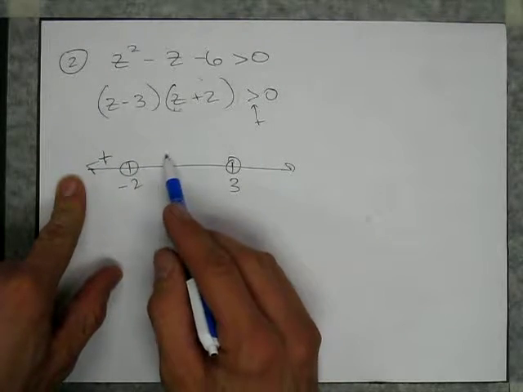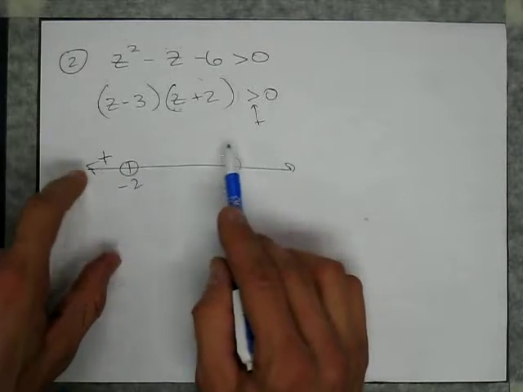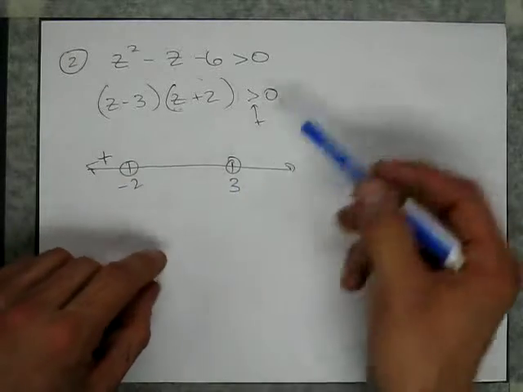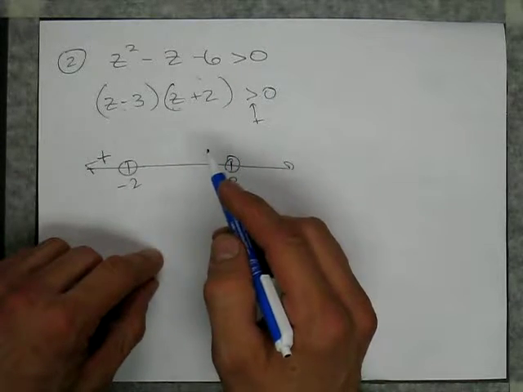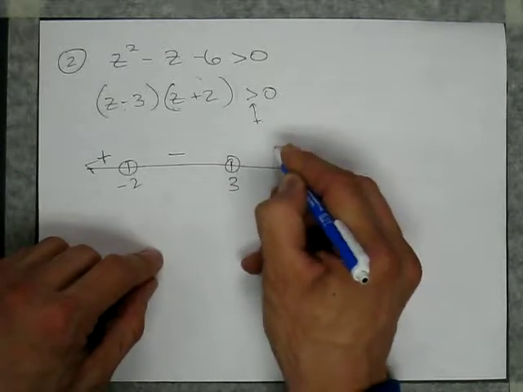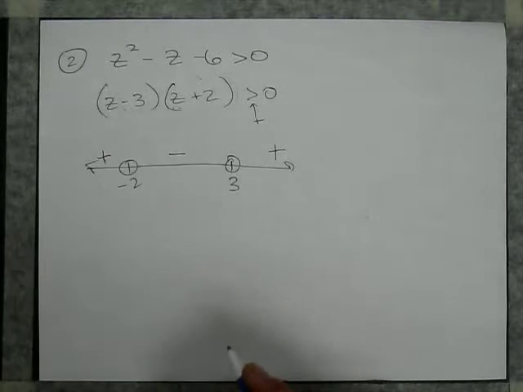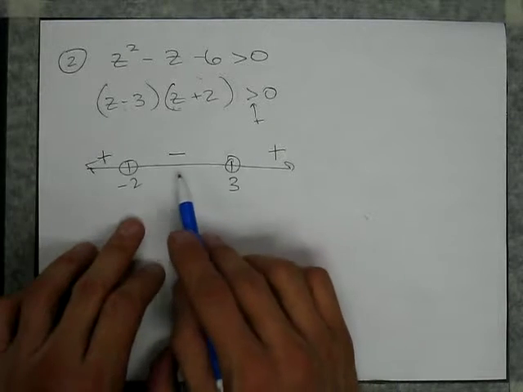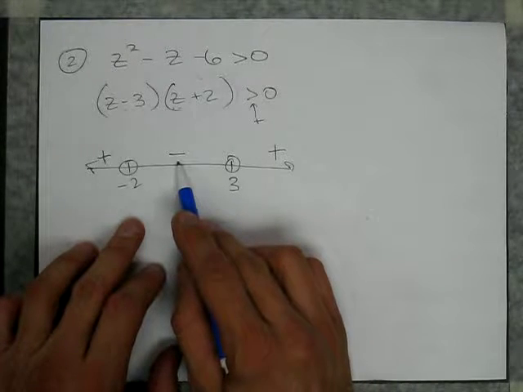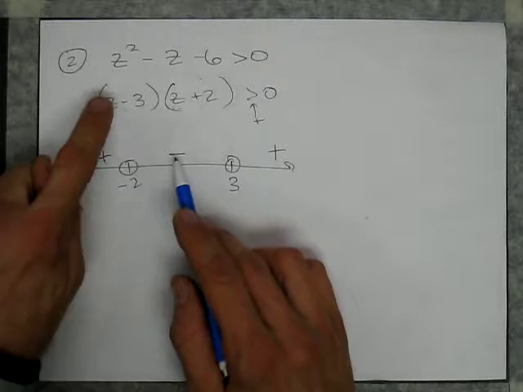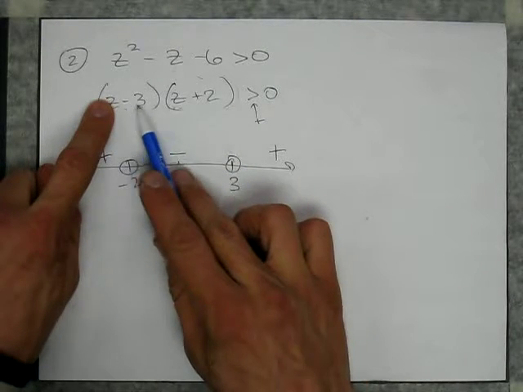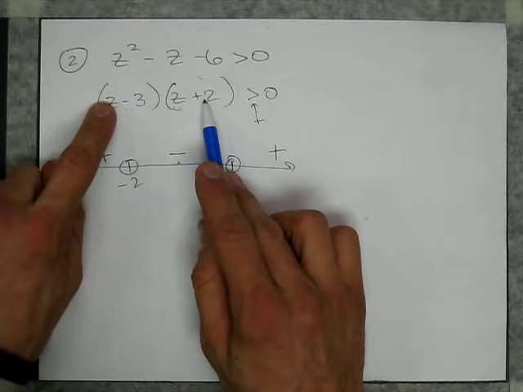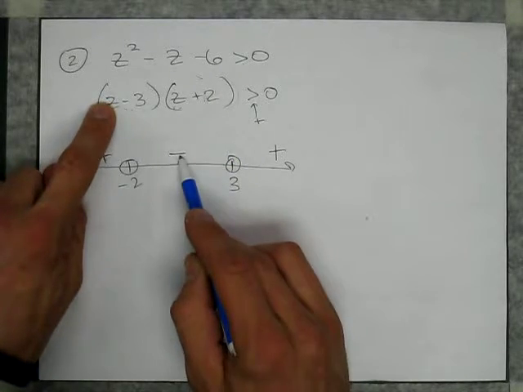Now, if you remember, last time it went positive, negative, positive. That is going to hold true unless you see a double root. We don't see any double roots, so we know that this is going to be negative, then this is going to be positive. You should double check that though, by plugging in a test point of 0. 0 minus 3 is negative, 0 plus 2 is positive, and a negative times a positive is a negative.